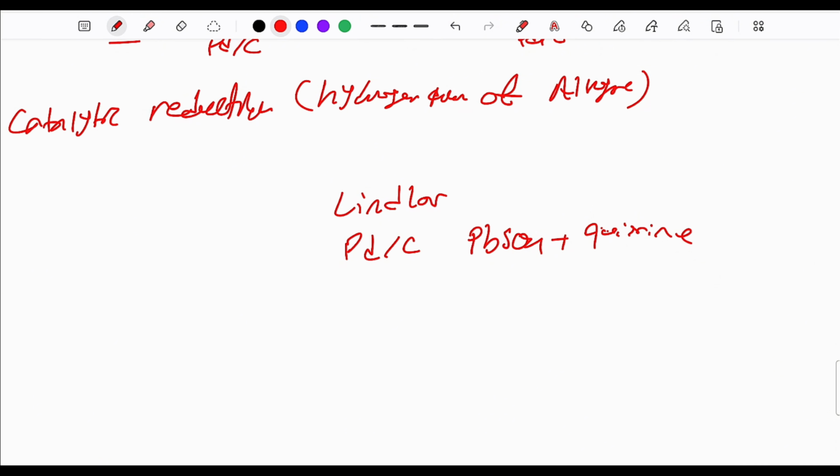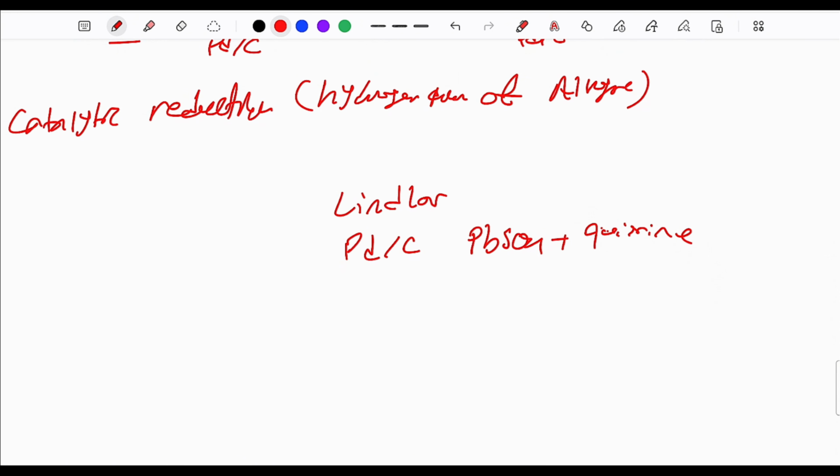You can also use barium sulfate or PbSO4, like we already talked about. But Lindlar catalyst is a finely divided palladium metal that has been precipitated onto a calcium carbonate support and then deactivated by treatment with lead acetate, or PbSO4, and quinoline, an aromatic amine. That's what quinoline is. Either way, the catalyst is treated to make it less active, and no over-reduction occurs. And thus we stop at the alkene.